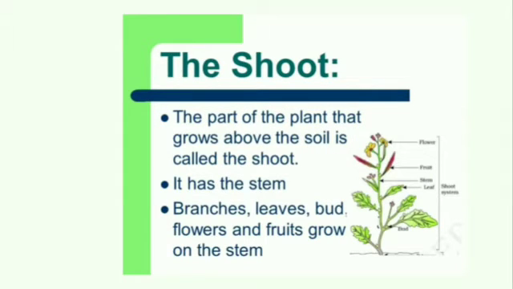Shoot. The part of the plant that grows above the soil is called the shoot. Shoot has the stem. Stem bears branches, leaves, buds, flowers, and fruits. Stem carries food and water to all the different parts of a plant.